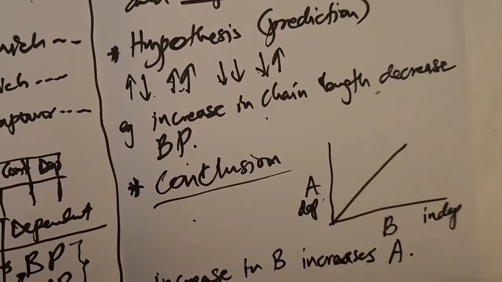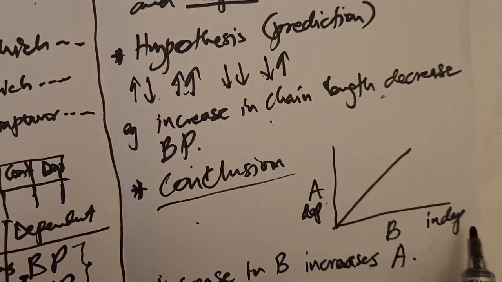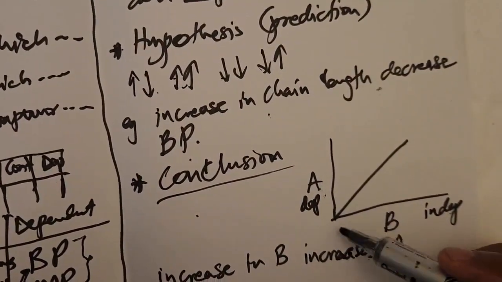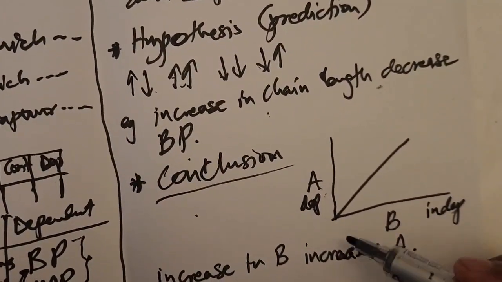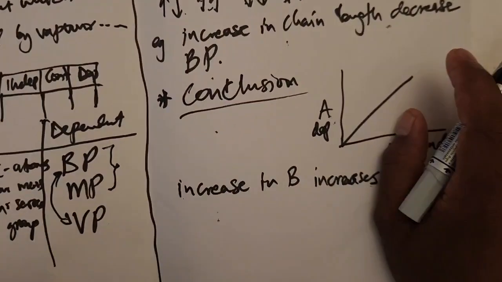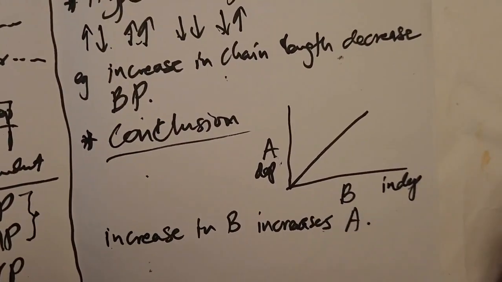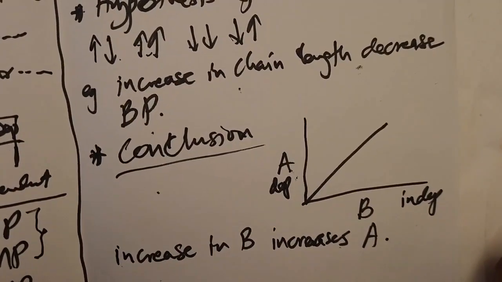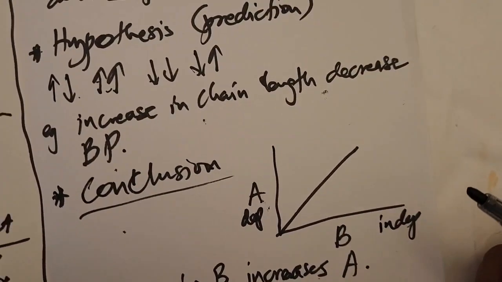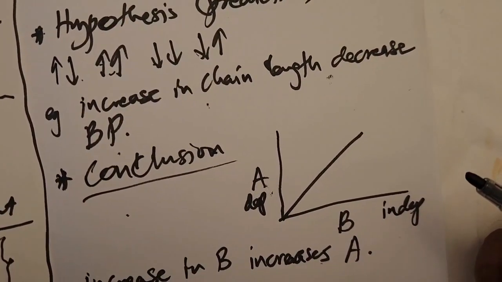As the number of carbon atoms increases, the boiling point increases. Or an increase in the number of carbon atoms, an increase in the chain length, increases the boiling point. So I think you get that. So that is the conclusion. It's based on the data. You don't just draw a conclusion anyhow. I think that is about the variables now.